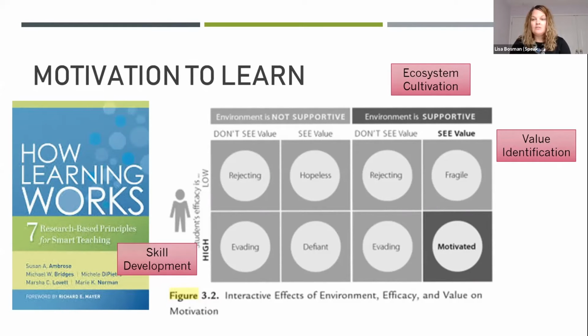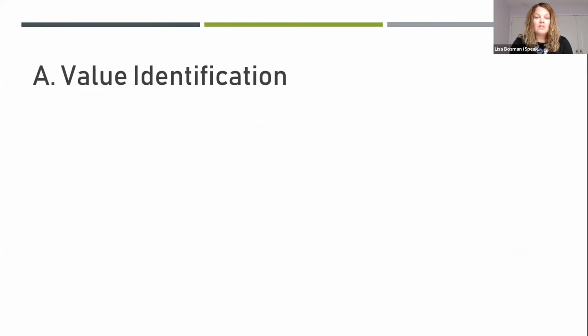So what I strive to do is when I create assignments, I want to make sure that students can identify value in what they're doing, that there's some skill development, and that students can ultimately cultivate that ecosystem on their own. So because of these three, I'm going to use these three as examples for these innovative teaching ideas. So first, with value identification.